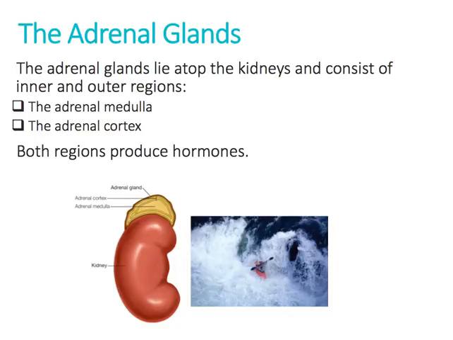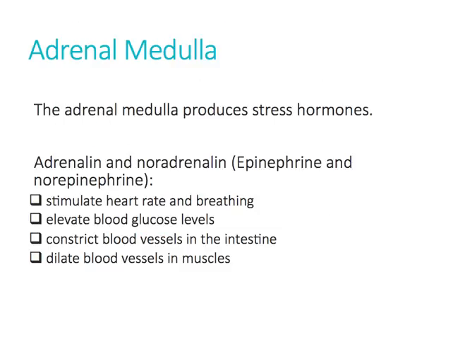The last gland that I was going to mention was the adrenal gland. The adrenal glands sit on top of the kidney, and there are two main parts. There's the adrenal medulla, which is the inside of the adrenal gland, and there's also the adrenal cortex, which is kind of wrapping around the outside. And both of these regions produce different hormones that are pretty important.